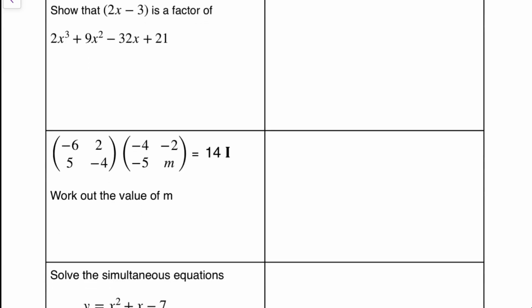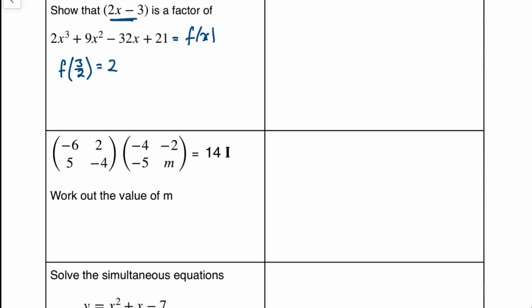So show that 2x minus 3 is a factor of this function here. And I'm going to start by saying that's equal to f of x, because that allows me to round my conclusion up nice and neatly. Then I'm going to work out f of 3 over 2. In other words, when this equals 0, x equals 3 over 2. And because it's a show that question, I don't actually have to write it all out, but I do need to show what I'm doing.